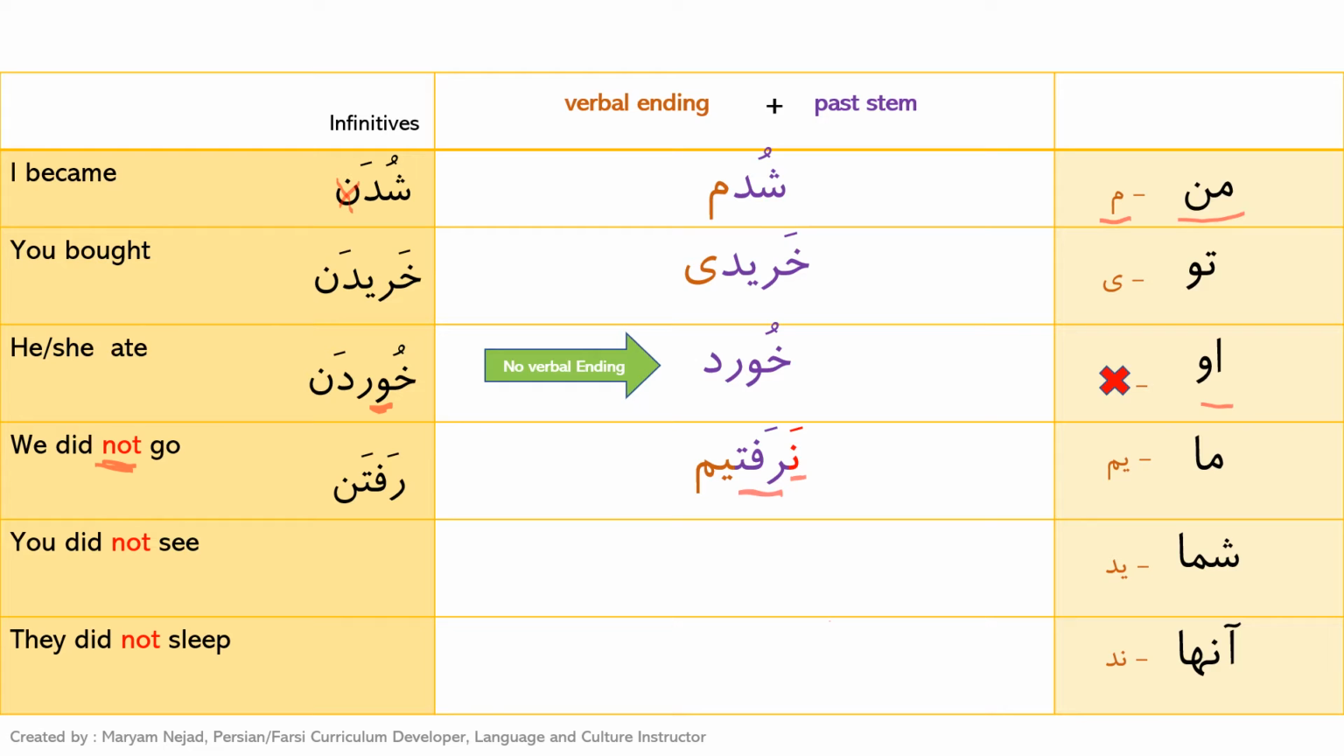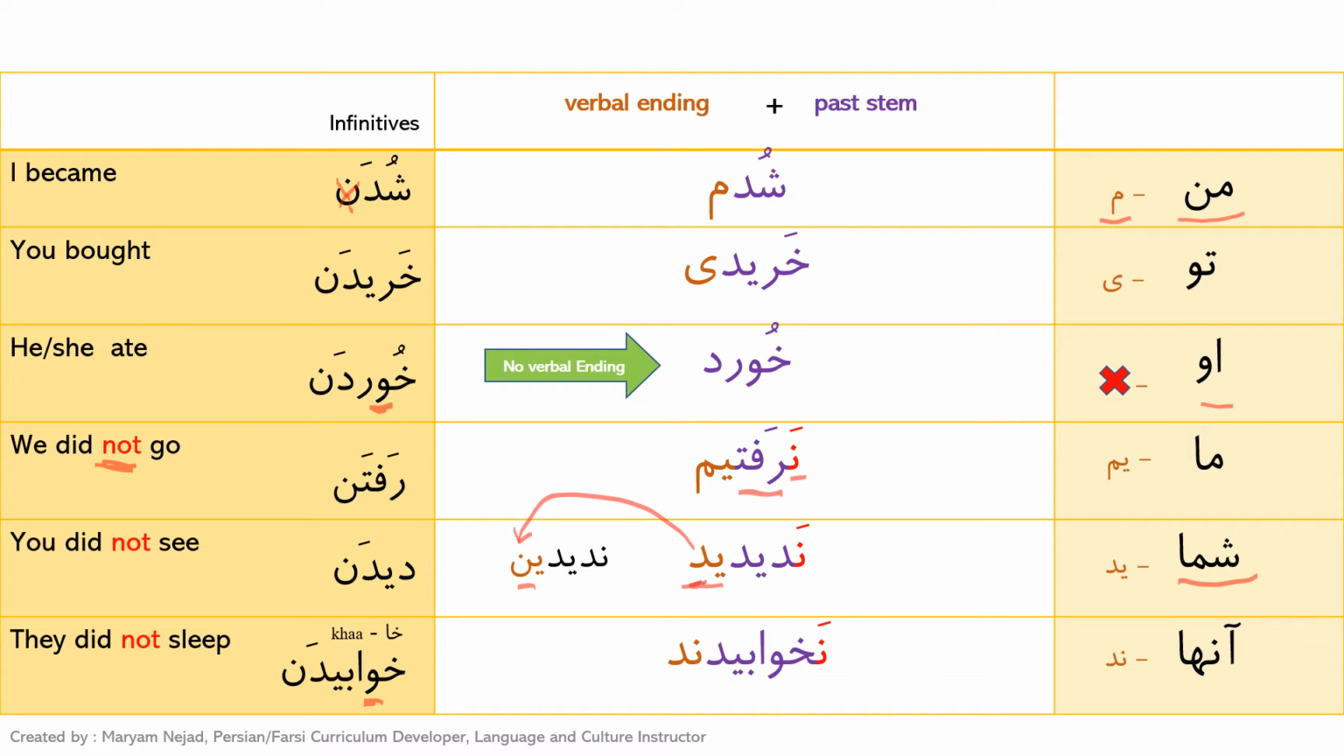Next one, you did not see. To see is دیدن. Subject شما, and then it's also negative. شما ندیدید. And then the informal of ندیدید is ندیدین. So the letter dal here becomes nun. And the next one, they did not sleep. So to sleep is خوابیدن. The letter و, or vav, is also silent here. So خوابیدن. And the subject is آنها. آنها نخوابیدند. And then for the informal, we remove the dal from it. So نخوابیدند becomes نخوابیدن. We have already learned the informal in previous lessons.